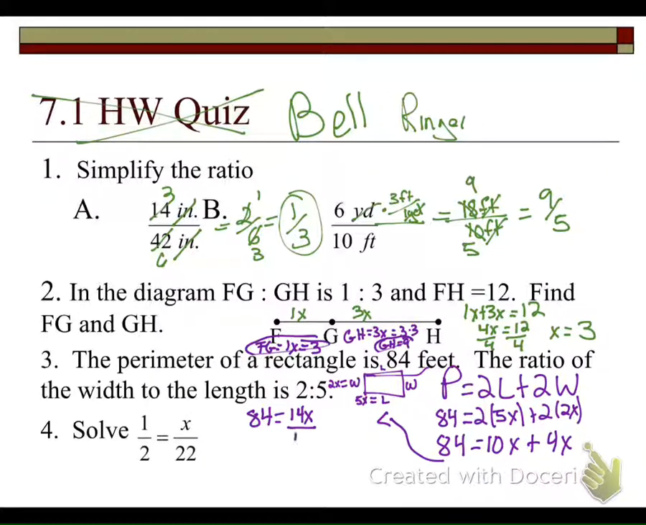So Serenity, I think you already said it. How many times does 14 go into 84? So we have x equals 6. But again, that's not what it's looking for. It wants length and width.